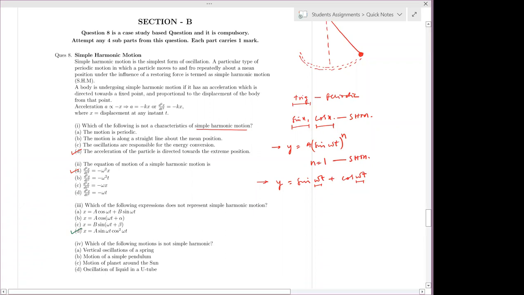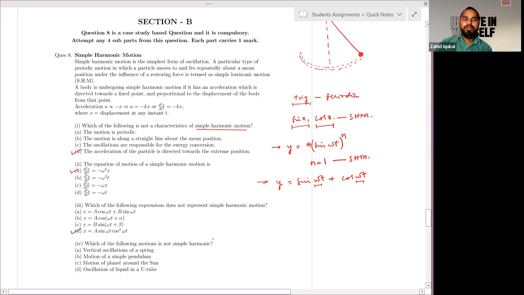Yes, sir. Which of the following motions is not simple harmonic motion? Vertical motion of a spring? Yes. Motion of a simple pendulum? Yes. Motion of a planet around the sun? It will be circular but not SHM. And oscillation of liquid in a U-tube will be periodic as well as simple harmonic motion. Let's say this is a U-tube.